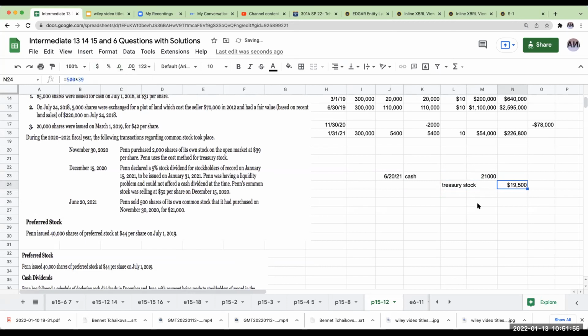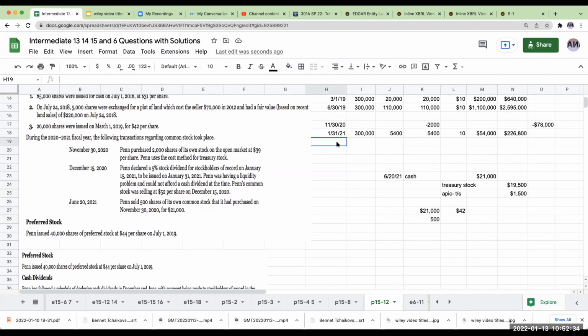Or 19,500. If I look at this over here, the difference would go to additional paid-in capital treasury stock, which is going to be 1,500. Now, if I had sold the 500 shares for $42 per share, that would be a profit of $3 per share. The 42 minus 39 is $3. I take the $3 and multiply it by the 500. Although I mistakenly said it's a profit, we never recognize a gain or loss when it comes to the selling of our own shares.